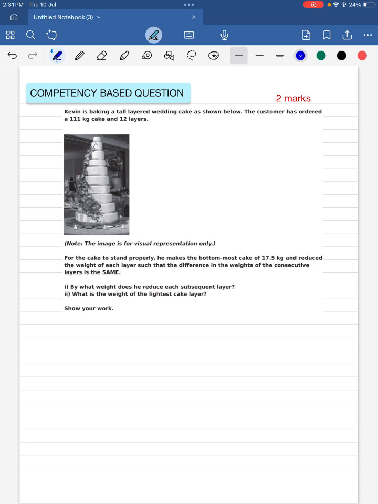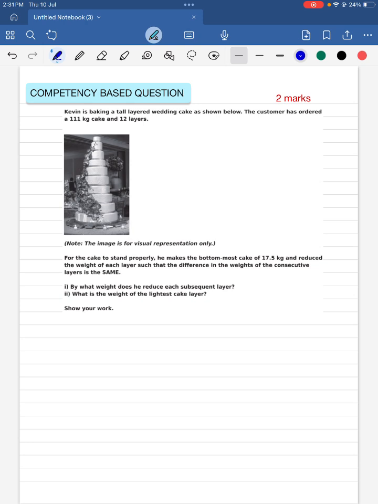For the cake to stand properly, he makes the bottommost cake 17.5 kg and reduces the weight of each layer such that the difference in the weights of the consecutive layers is the same. By what weight does he reduce each subsequent layer? And what is the weight of the lightest cake layer? Show your work. Okay, so let's find out how to solve this question.